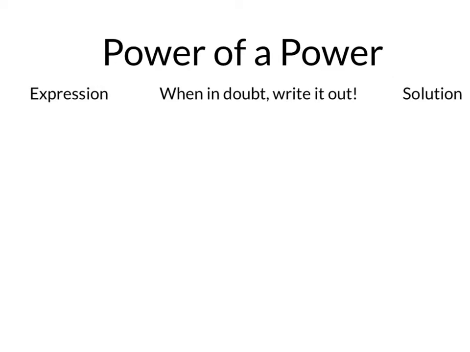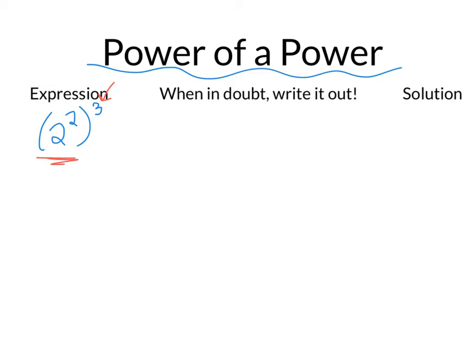Alright, the next property is power of a power. What this looks like is, if you have a power, so I have 2 squared, and I'm raising that power to another power. 2 squared to the 3rd. So what that means is, this exponent 3 tells you that you have 3 of those. So if I do the when in doubt, write it out, that means I have 2 squared 3 times.